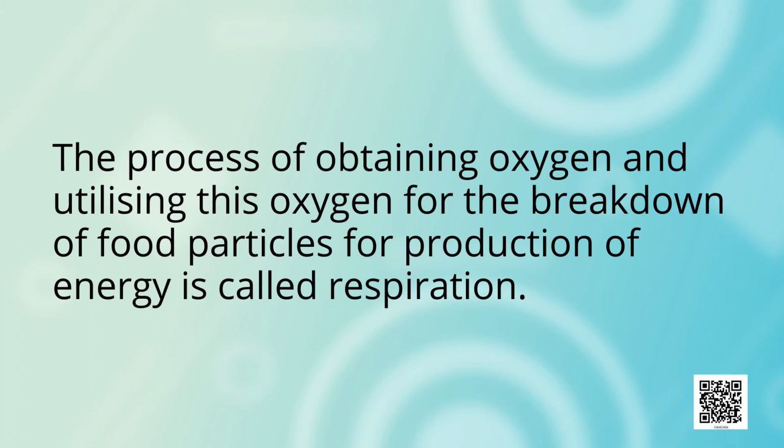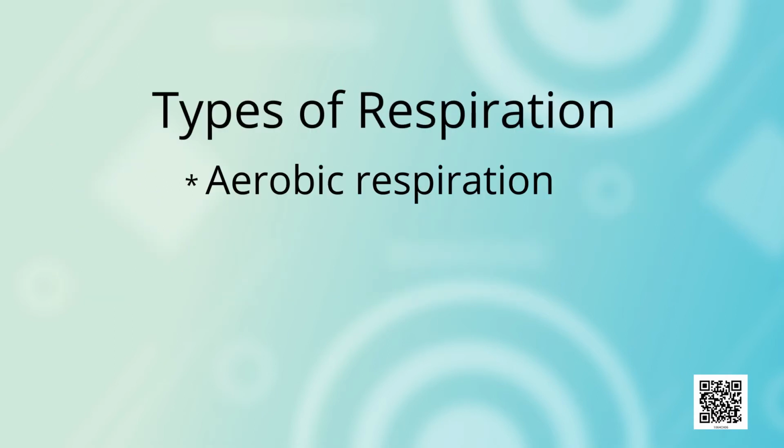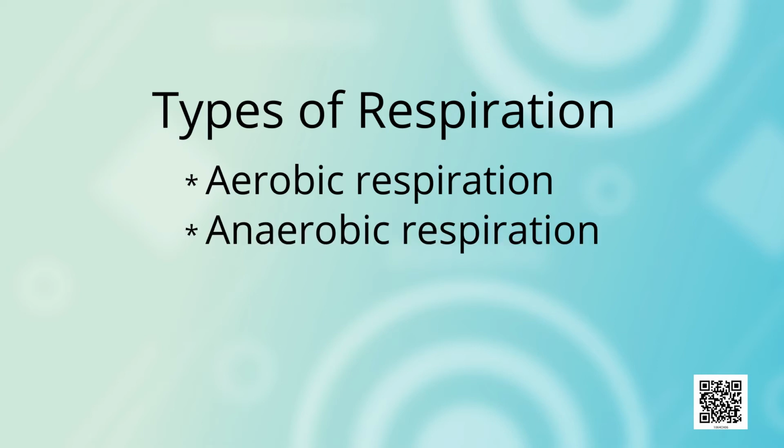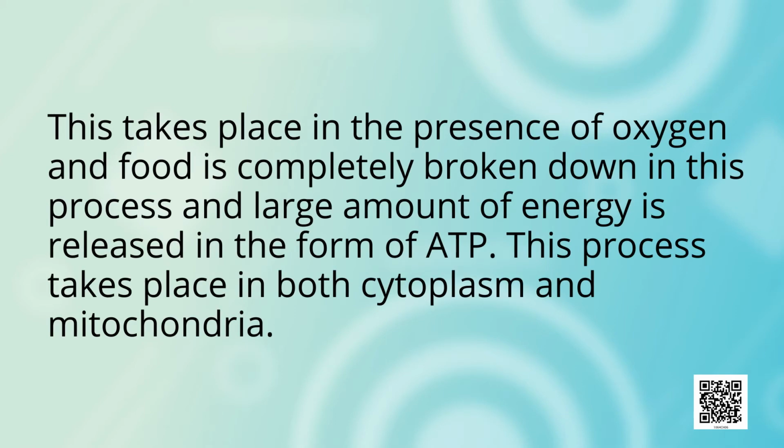Respiration. The process of obtaining oxygen and utilizing this oxygen for the breakdown of food particles for production of energy is called respiration. Respiration is of two types, aerobic respiration and anaerobic respiration. Aerobic respiration takes place in the presence of oxygen, and food is completely broken down in this process and a large amount of energy is released in the form of ATP.